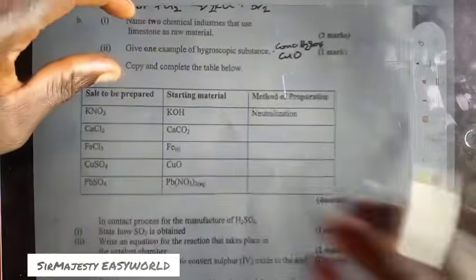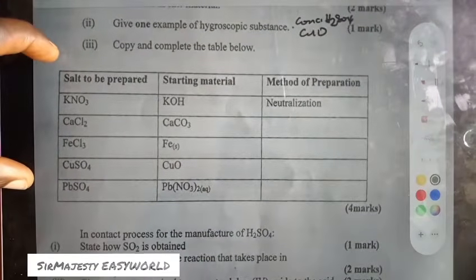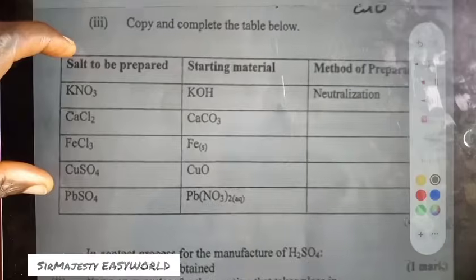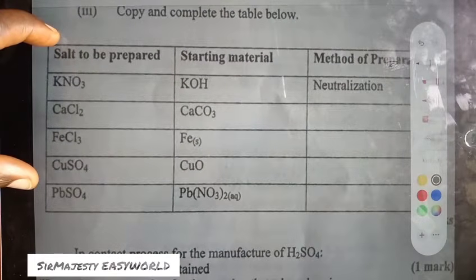Then copy and complete the table below. Salt to be prepared, starting material, then method of preparation. So you copy and complete. They gave you example KNO3. If you start with KOH, it's going to be neutralization. Then the second one: if you want to prepare calcium chloride, the starting material is calcium carbonate.